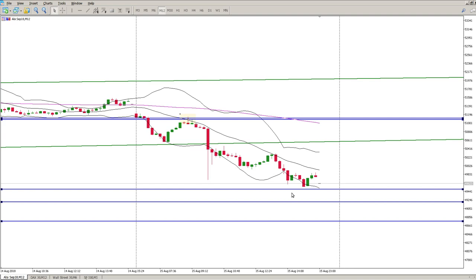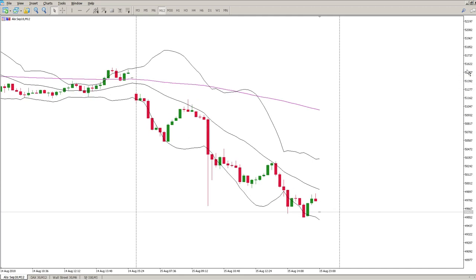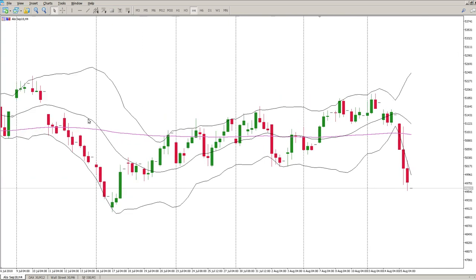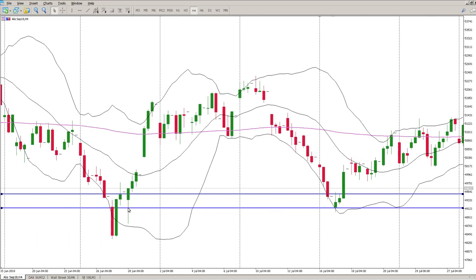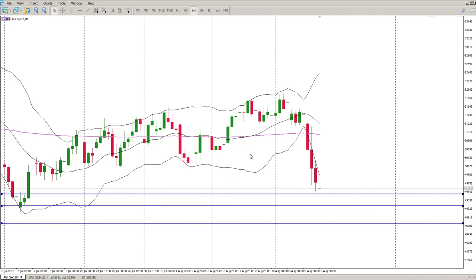Okay, so what are we looking for here? Let's get rid of the noise. We're looking for price action to tell us that things are changing. I suppose I shouldn't have got rid of those bottom levels. Let's just put them back in. Okay, and this one. Right. So we're looking for price to find support at one of these levels for a trade to the upside.